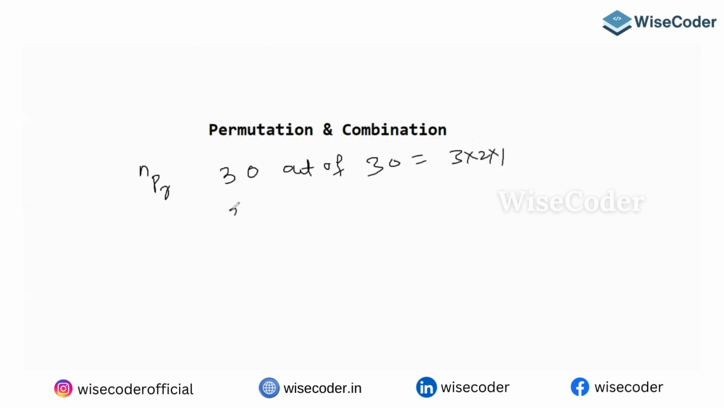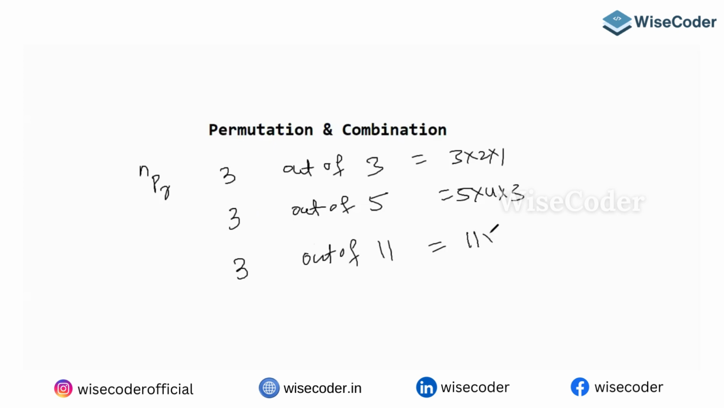The number of ways of arranging three objects out of five objects: what is the situation? We write 5 into 4 into 3. Yes or no? The same logic: let me erase this, otherwise you will get confused. If I want to arrange 3 out of 11, what am I going to write? 11 into 10 into 9. Are you getting my point?